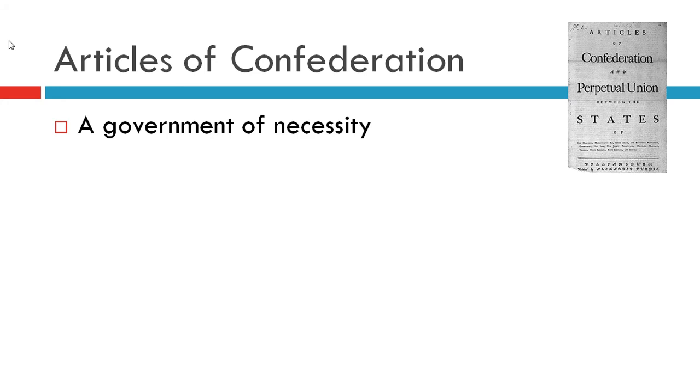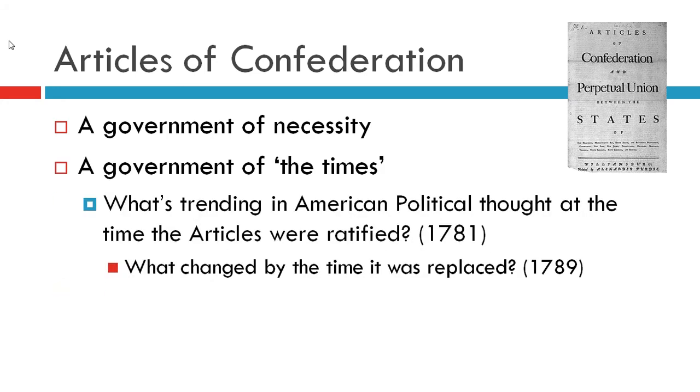Now, the Articles, I said in class, are a government of necessity and a government of the times. We need a unified national front. We are at war, and it certainly would help in terms of foreign relations to have some sort of cohesion there. But the government itself reflects the times. And so you've got to think about what's trending in American political thought when the Articles were ratified in 1781. And we should also think about how, or to what degree, there were changes in that by the time it was replaced by the Constitution in 1789.